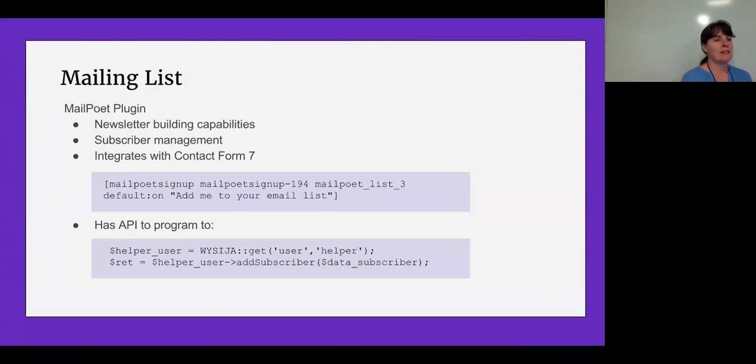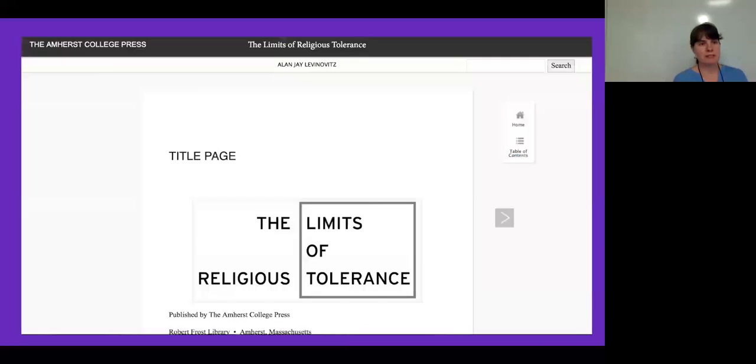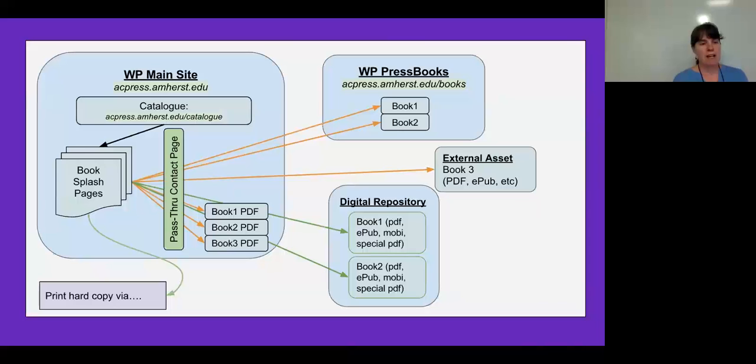For a while, I just had a template page that I was using. Let me go back to the system design. So this pass-through contact page, for a long time what I did is I created a template page. So the book splash page will take you to various formats of each book. And I wanted to collect the data of who was using what. So I created this contact page to basically say, who are you? Who are you affiliated with? Do you want to be on our mailing list?